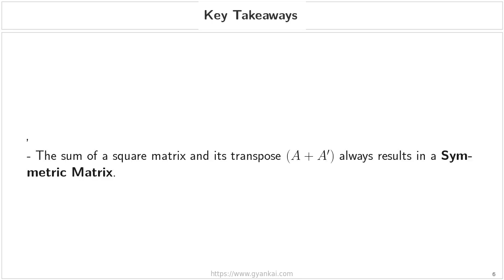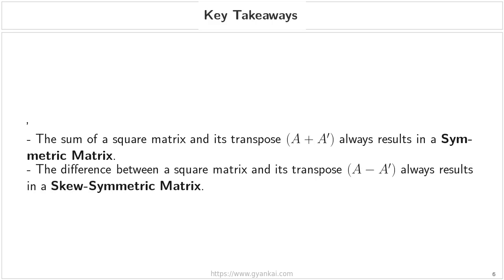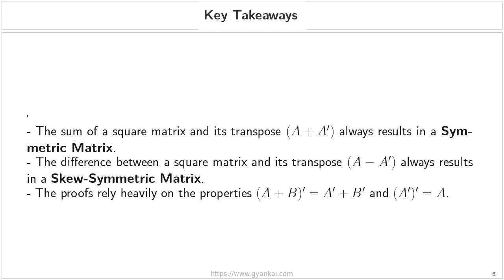First, as we have demonstrated, the sum of any square matrix A and its transpose, A transpose, will always result in a symmetric matrix. Similarly, the difference between a square matrix A and its transpose, A transpose, will always result in a skew-symmetric matrix. It is important to remember that the proofs we performed in the previous slides rely heavily on two fundamental properties. First, that the transpose of the sum of two matrices is equal to the sum of their individual transposes, and second, that the transpose of a transpose simply returns the original matrix, A.